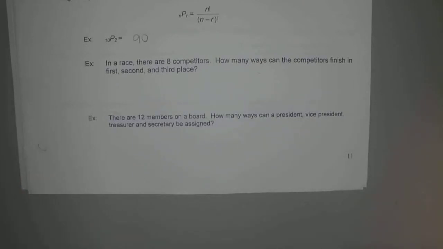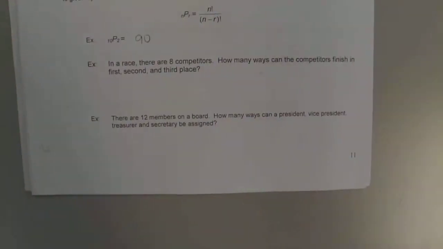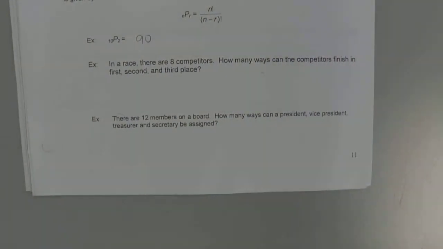In a race, there are 8 competitors. How many ways can the competitors finish in first, second, and third place? Do you guys agree that we're choosing a few from many? We're just choosing first, second, and third, a few from many, the total number of competitors. So that's going to narrow it down to either permutations or combinations. Why is this a permutation? Do you guys agree that you finishing first is different than you finishing third? Right? You get a total different medal, a total different place on the trophy stand or whatever, okay?